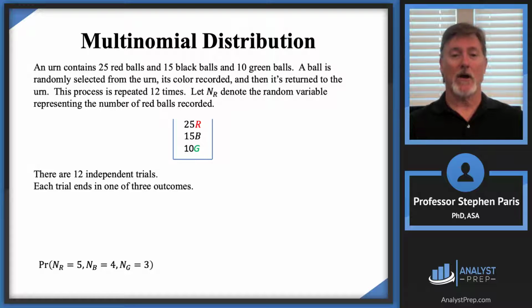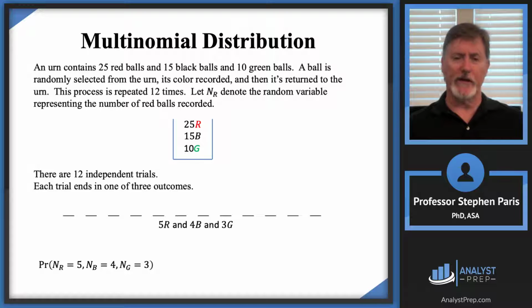And so I encourage you to go back and look at it. I'll quickly go through the calculation here, but if you don't get it, then go back and look at that replacements examples video. The idea is that you have 12 slots here, and in those 12 slots, you're going to place 5 reds, 4 blacks, and 3 greens. Those are the colors that are recorded.